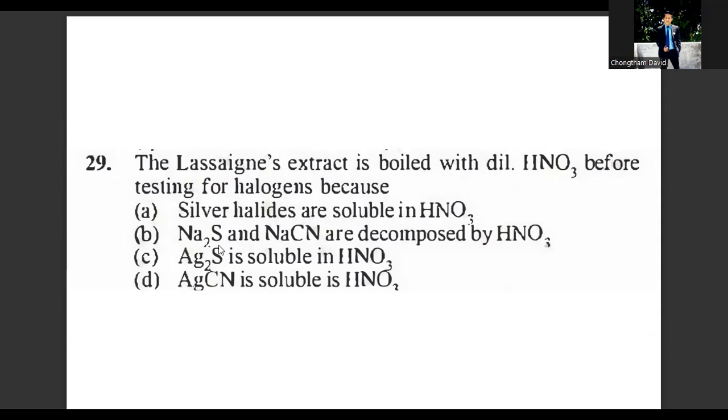Otherwise, the black precipitate due to sodium sulfide or the white precipitate due to silver cyanide will be formed, and thus the white precipitate of silver chloride will not be easily identified. Right? So the answer for this question will be option B. Sodium sulfide and cyanide are decomposed by nitric acid.